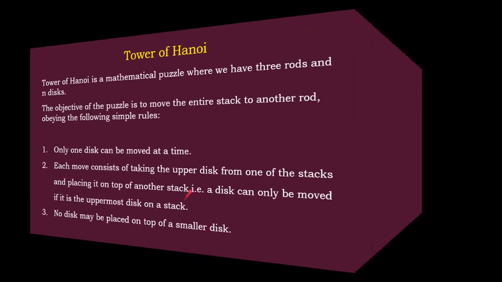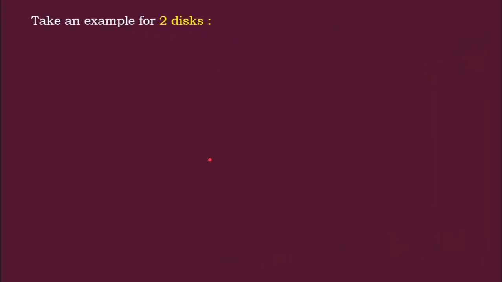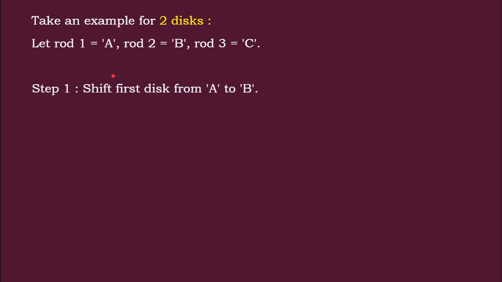Okay, now let us see the example of two disks. Let us take rod 1 equal to A, rod 2 equal to B, and rod 3 equal to C. We have 3 rods A, B and C. So A is the source and C is the destination, and B is the intermediate rod which helps to hold the disks temporarily for some time. Let us see how the moves take place.